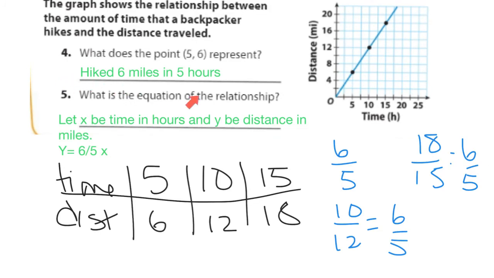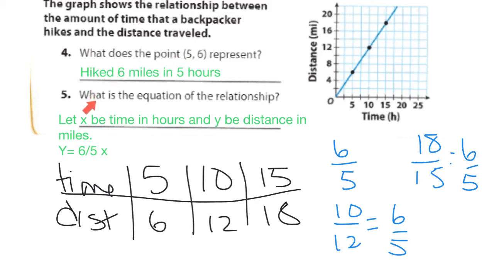Alrighty, so because the 6 is on the distance in miles and the 5 is on the time in hours, that tells me that he hiked 6 miles in 5 hours. You can say he hiked 5 hours, he hiked 6 miles. Doesn't matter to me as long as you tell me what it represents.